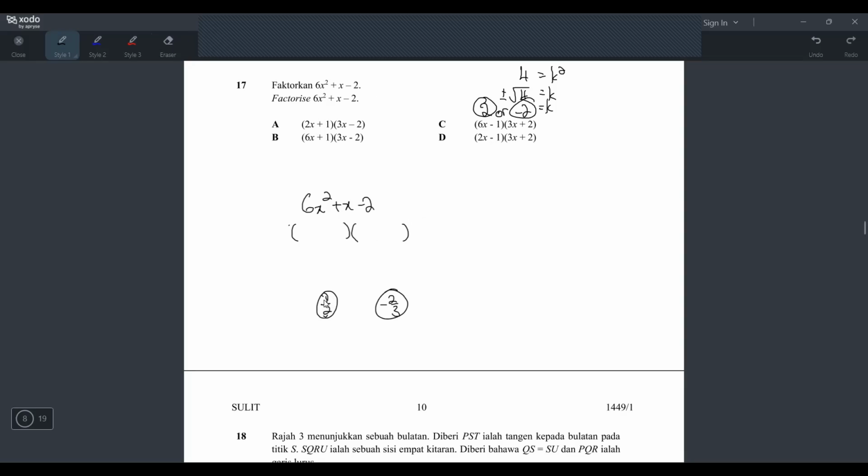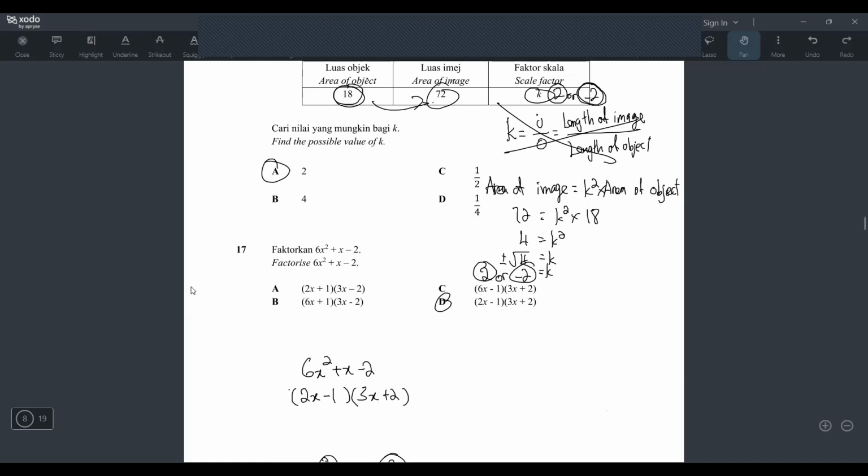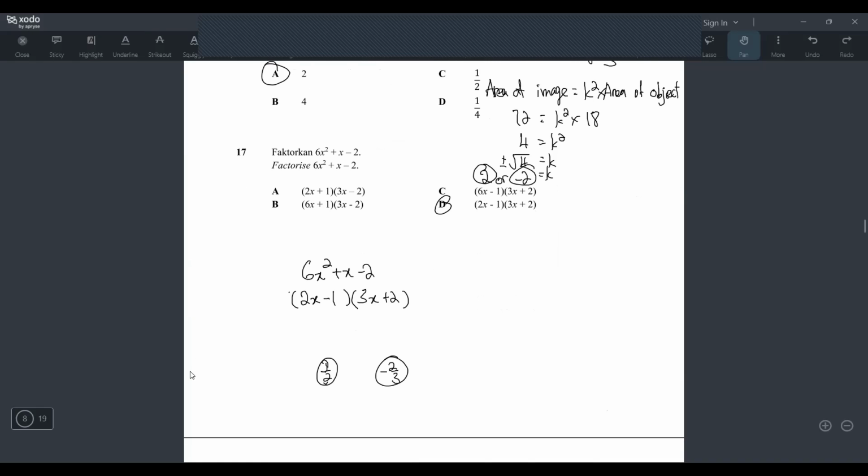If x is 1 over 2, it means your x must be what? Positive becomes minus, negative, and then the 2 must be written in front. Same thing here. If x is negative 2 over 3, the minus 2 becomes plus 2, and then the 3 must be put in front. All right, so the answer is 2x minus 1, 3x plus 2. The answer is D. So this one you must know. This one is very important.